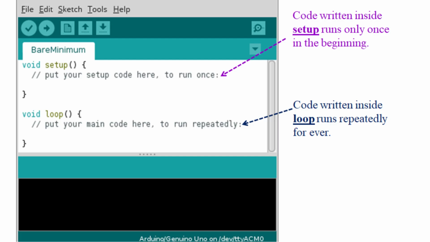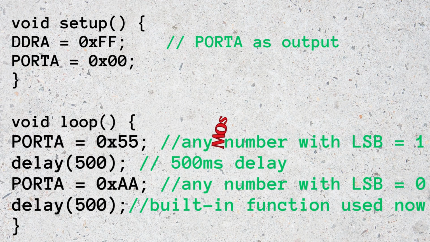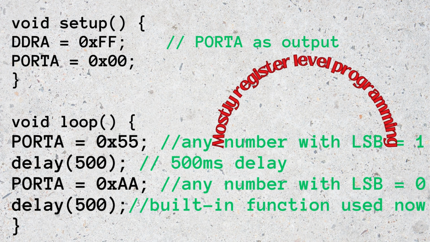The editor window contains a default structure for the program, namely setup and loop. Anything written inside setup is executed only once. The instructions written within loop, however, repeat forever. Now, inside setup, we write our instructions to configure port A as output. At this, pin 22 will be set as an output pin also.